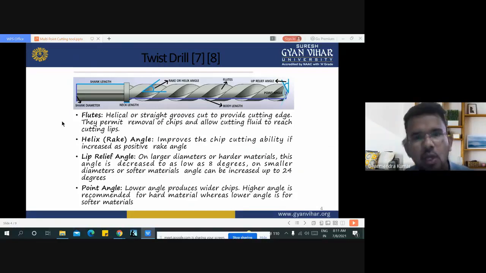Point angle. Lower angle produces wide chips. Higher angle is recommended for hard material, whereas lower angle is for softer material. Like relief angle, in point angle also, if we use a softer material, then a lower angle is necessary, and if we use harder material, then a higher angle is necessary as a point angle in the drill twist.